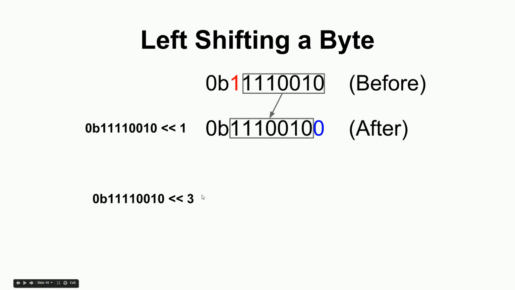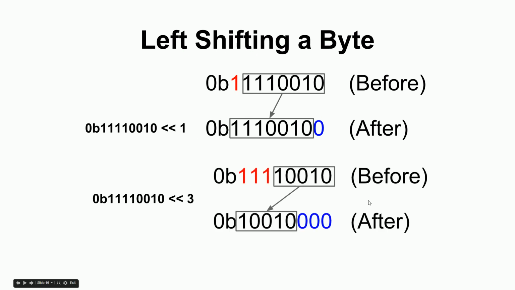And we can do it more than once. We can say, let's shift it three times. And this is what it would look like. You'd lose the first three bits of your starting byte. Those red digits are about to go away. And then this block will shift over to the left and three new zeros will come in.